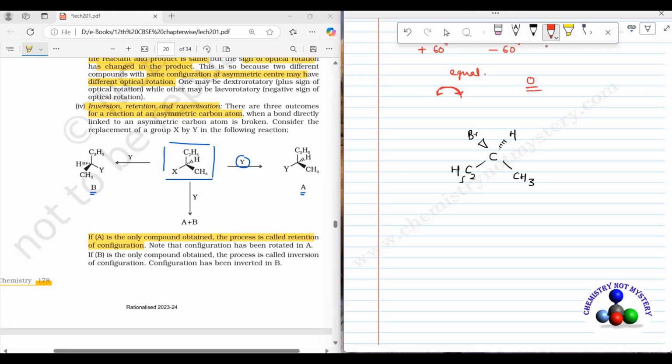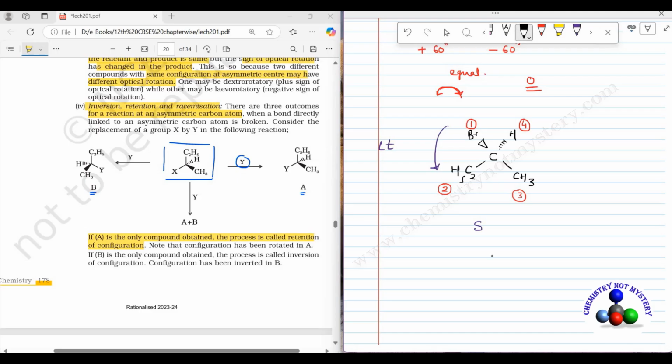Now arrange these groups in the decreasing order of their atomic mass. So bromine will get first, hydrogen obviously comes last because the atomic mass of hydrogen is least. Then C2H5 comes at second position and CH3 comes at third position. Now draw an imaginary arrow from first priority to second priority. As I have drawn this imaginary arrow in the left direction, the configuration of the molecule will be S.